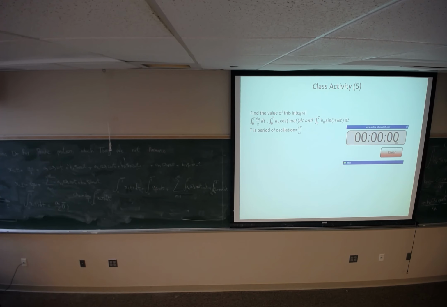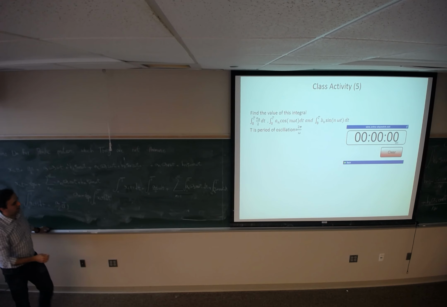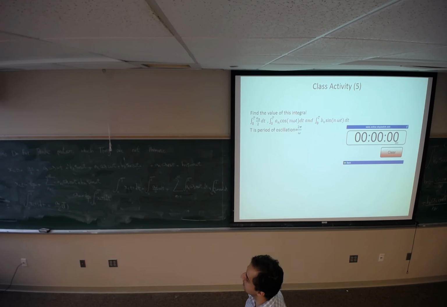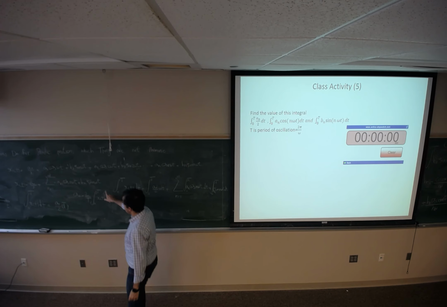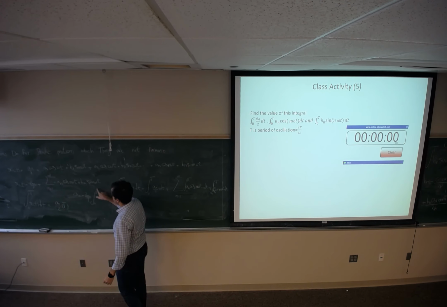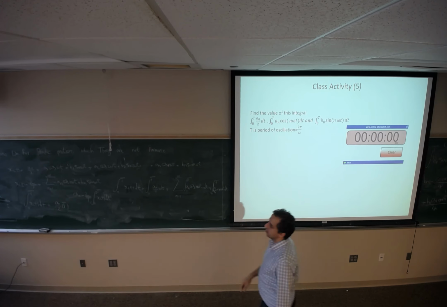So if you want to find the coefficient a naught, you need to go to the original function, do the integration of x of t, and find the area. Find the area below the first period of oscillation, and that area multiplied by 2 divided by the period of oscillation will give you the a naught.